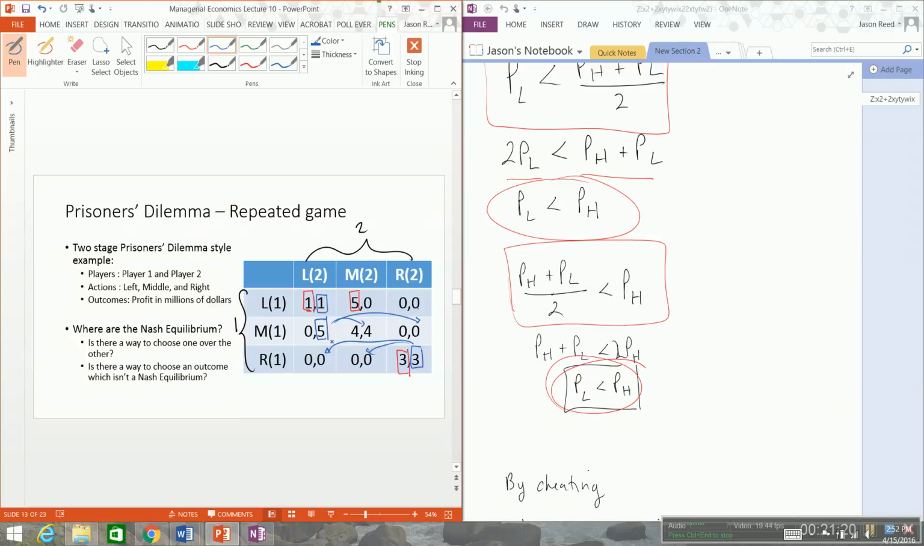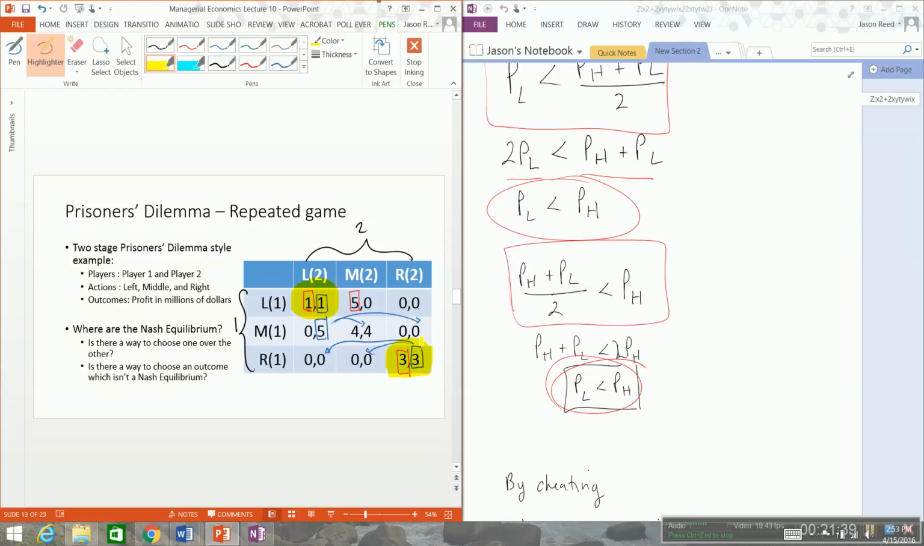So now we look where the two boxes match up, which means that we have two Nash equilibria happening at left, left, and right, right. But is this the best outcome? If these are our two Nash equilibria, is there a better outcome that we could have achieved? And I think there is.